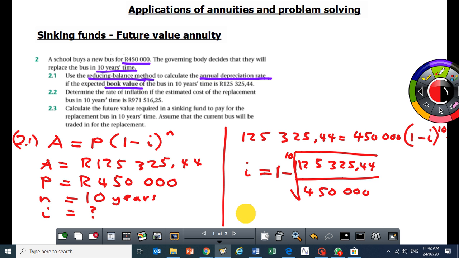So can someone calculate the answer for us quickly? What answer do you get? So the depreciation rate will be 12% per annum. So every year, the value of the bus will decrease by 12%.